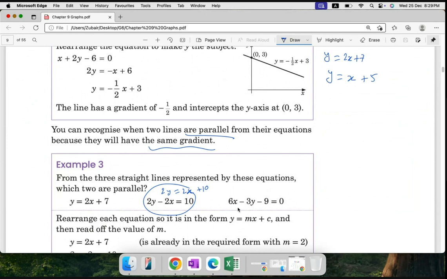Now the third one, minus 3y equals minus 6x plus 9. Then we divide by minus 3. 6 by minus 3 is 2x and 9 by minus 3 is minus 3. So the third equation is y equals 2x minus 3. Now looking at the first, second and third, which equations do you think are parallel?